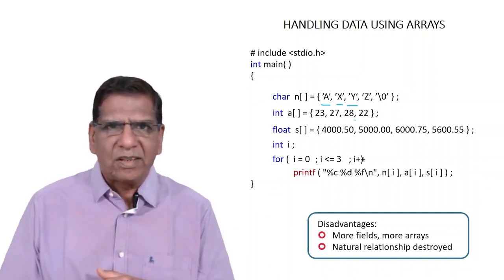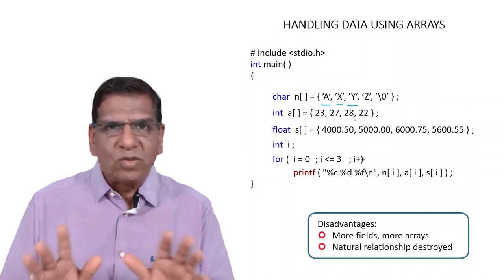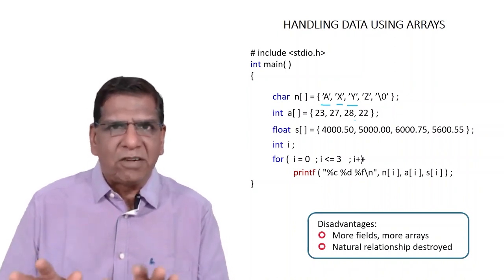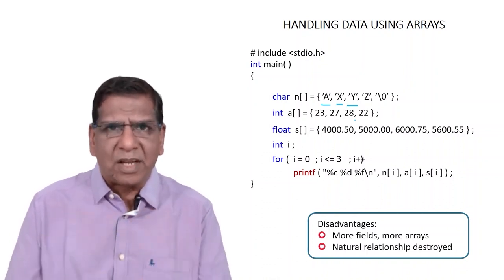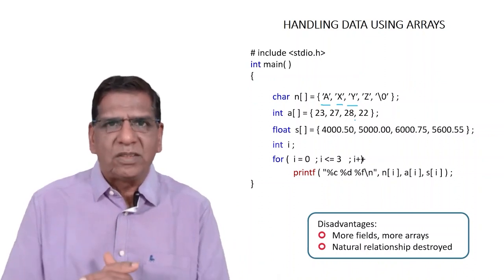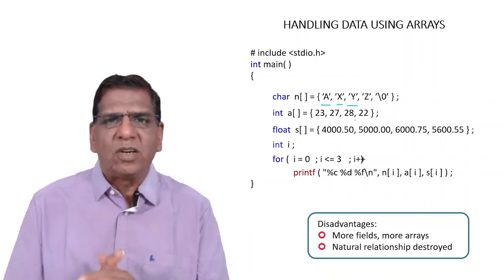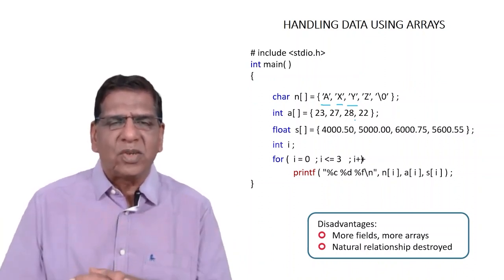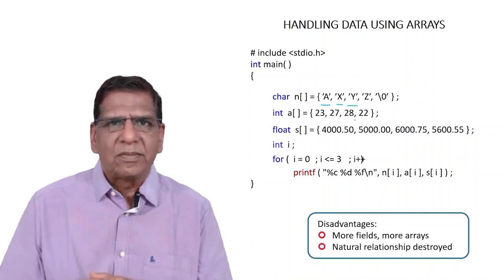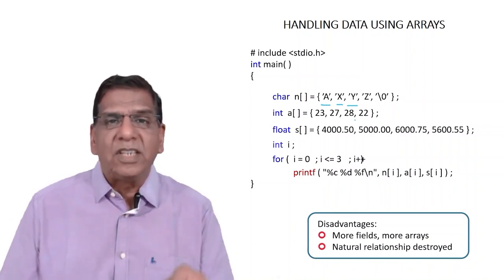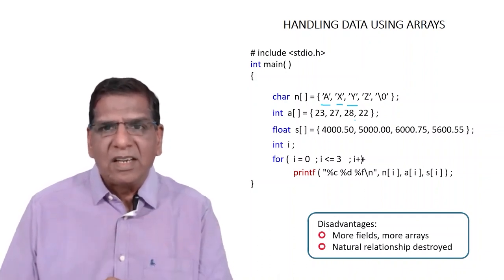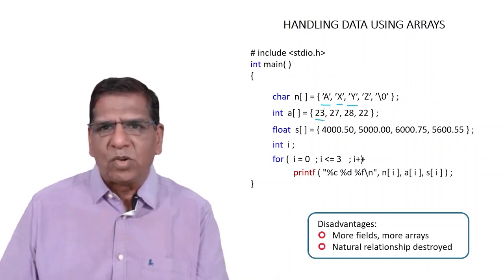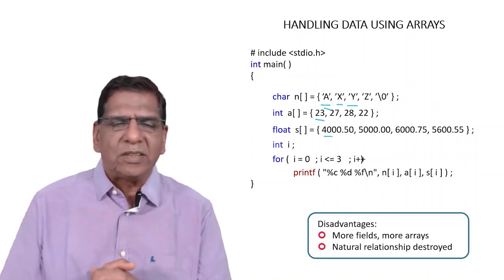You get my point? There is no natural relationship between 23, 27, 28 and 22. We forced that relationship because they were similar, and since an array can hold only similar entities, we had no other alternative but to get all these similar integers together. Natural relationship was really between name, age and salary. I can say that 23 is age of a person whose name is A and who draws 4000.50 as monthly salary.